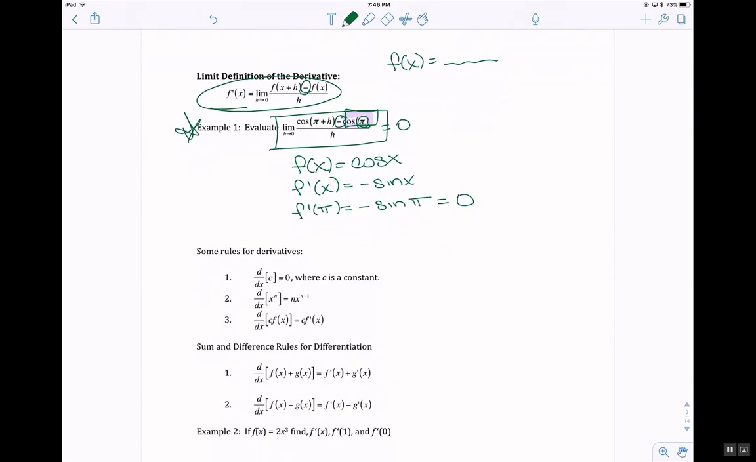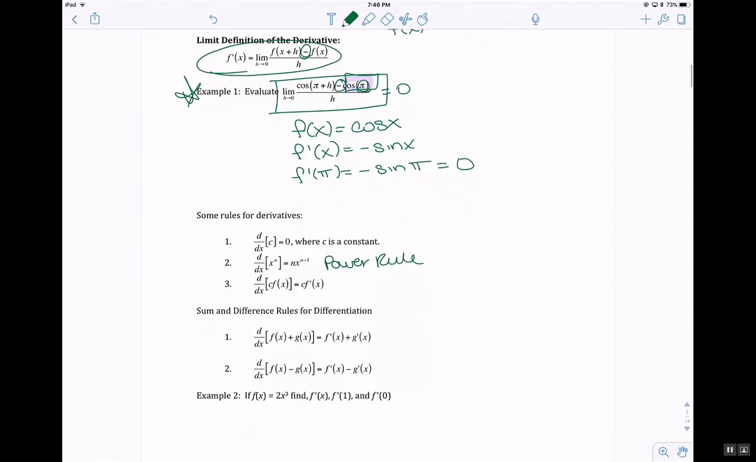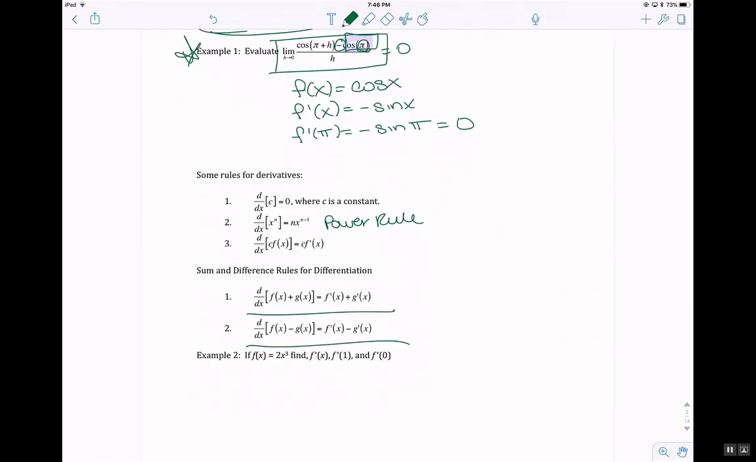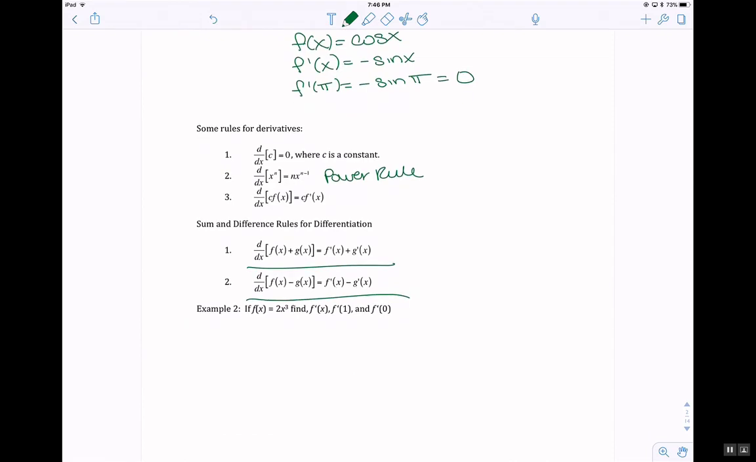Power rule is the second one. You can add and subtract derivatives. So if I'm looking at example 2, my f prime of x is equal to 6x squared, and my f prime of 1 is equal to 6 times 1 squared, which is 6, and f prime of 0 is 6 times 0 squared, which is equal to 0. So that's my answer for all 3 of them.